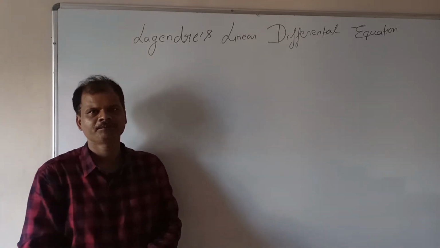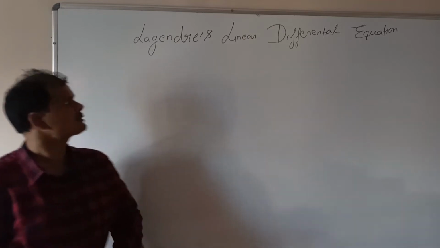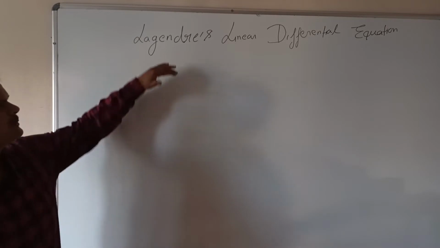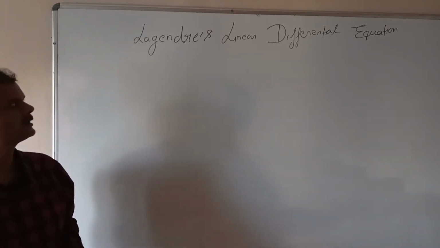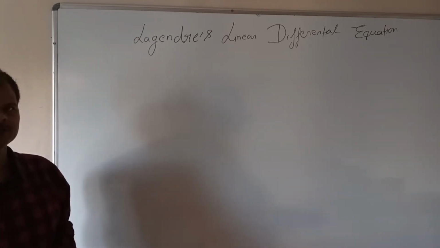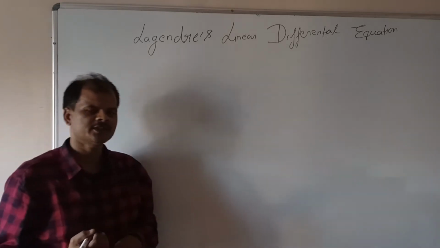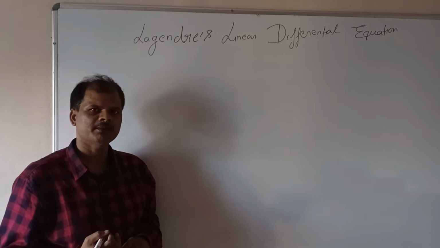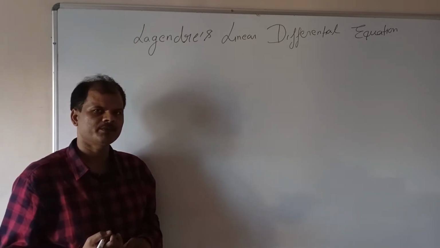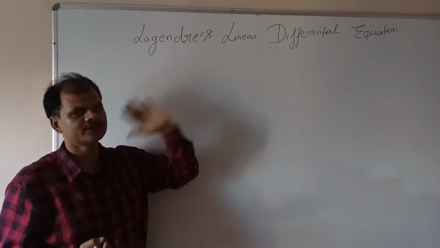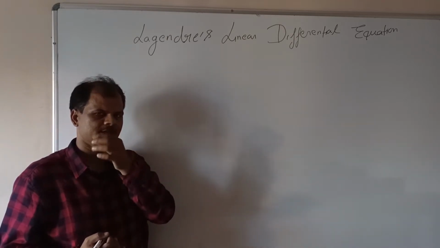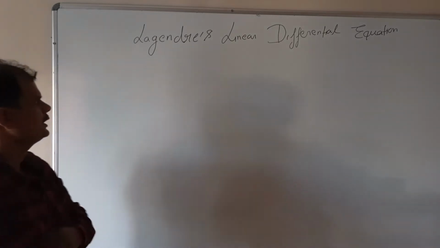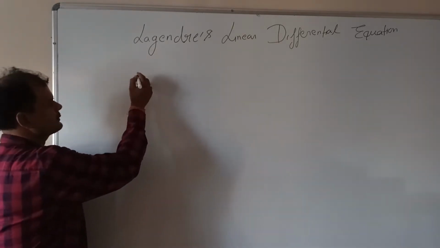In this video I am going to explain the Legendre linear differential equation. This differential equation comes under variable coefficient. The first part covered differential equations with constant coefficient, and next we have differential equations with variable coefficient. So this Legendre linear differential equation comes under differential equations with variable coefficients. Fine. So now let us see what this Legendre differential equation is.